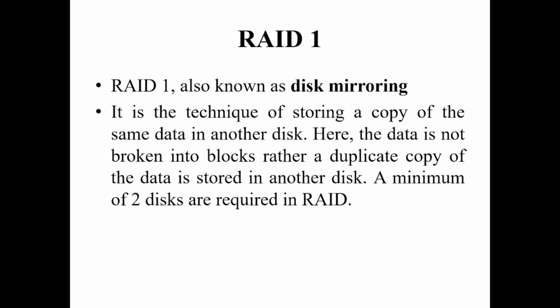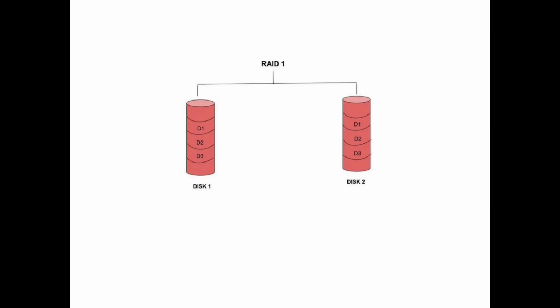How it works: suppose you have two disks, disk 1 and disk 2. Disk 1 is the original data and disk 2 is the exact copy of the same data. Here in disk 1 we have D1, D2 and D3, that is data 1, data 2, data 3. And disk 2 is the exact copy of disk 1, like D1, D2, D3. Disk 1 has the original data and disk 2 is the exact copy of the disk 1 data.